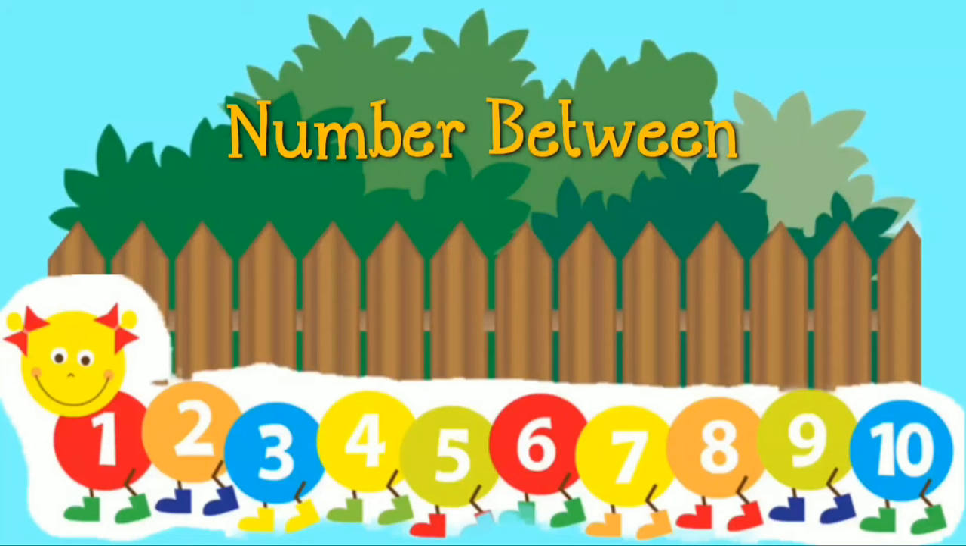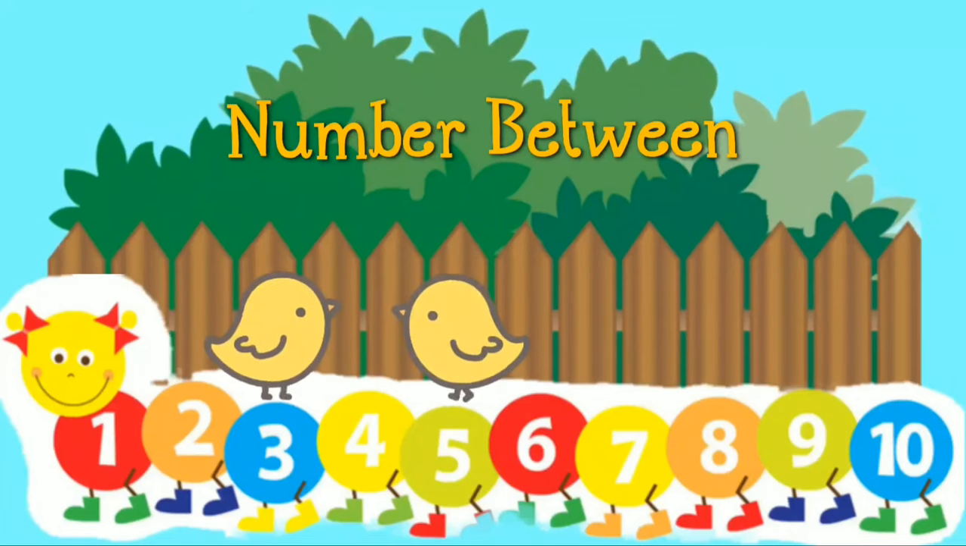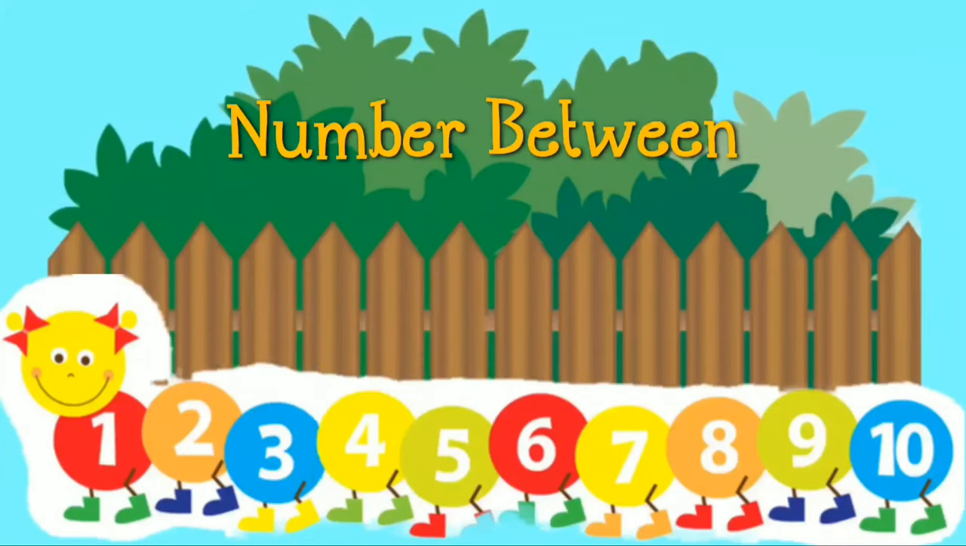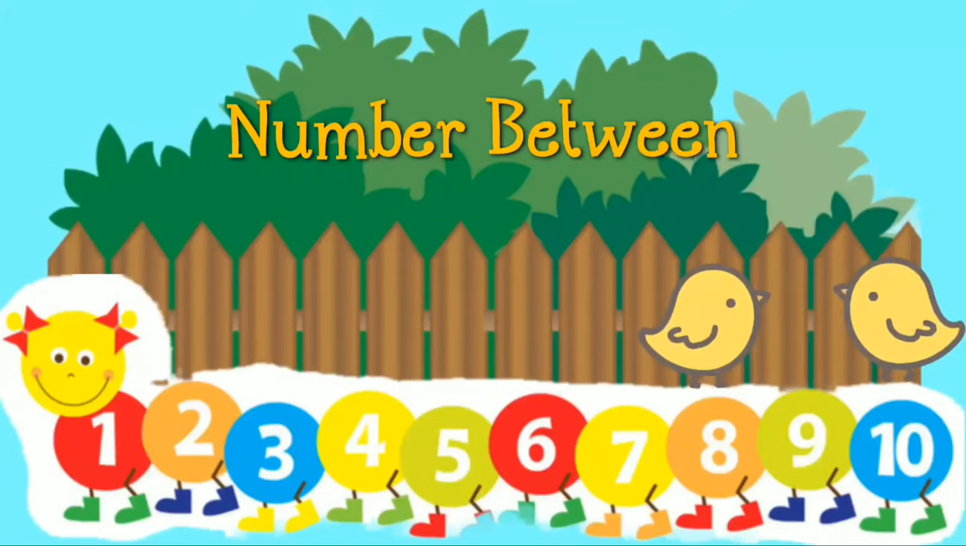Next, number between. Number between are those numbers which lie in the middle of two numbers. For example, the number between 3 and 5 is number 4. Now what number comes between 8 and 10? Right, 9.